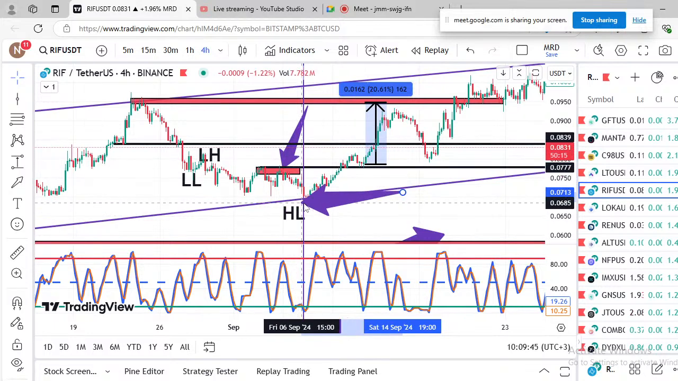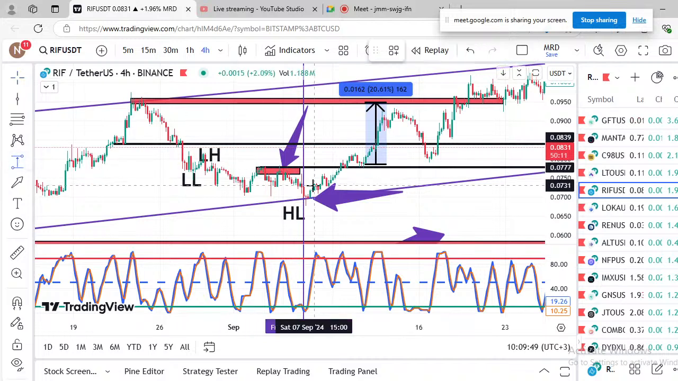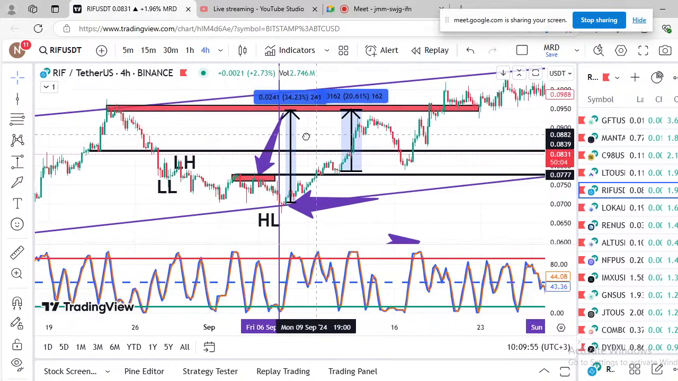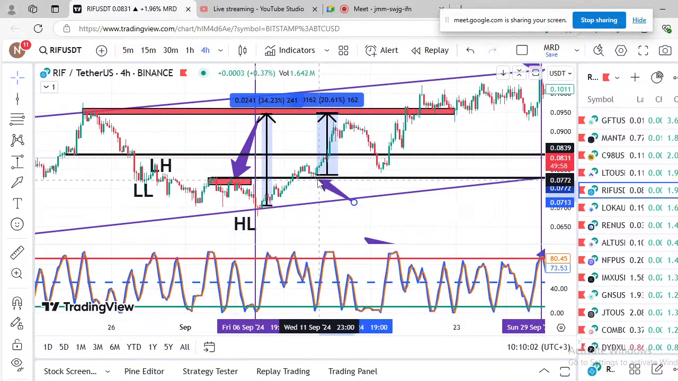So the target was the supply level. You could enter at this point targeting the supply level, whereby it was 34%. So if you had missed here and you entered on the second point here, you could look at the 20% take profit.